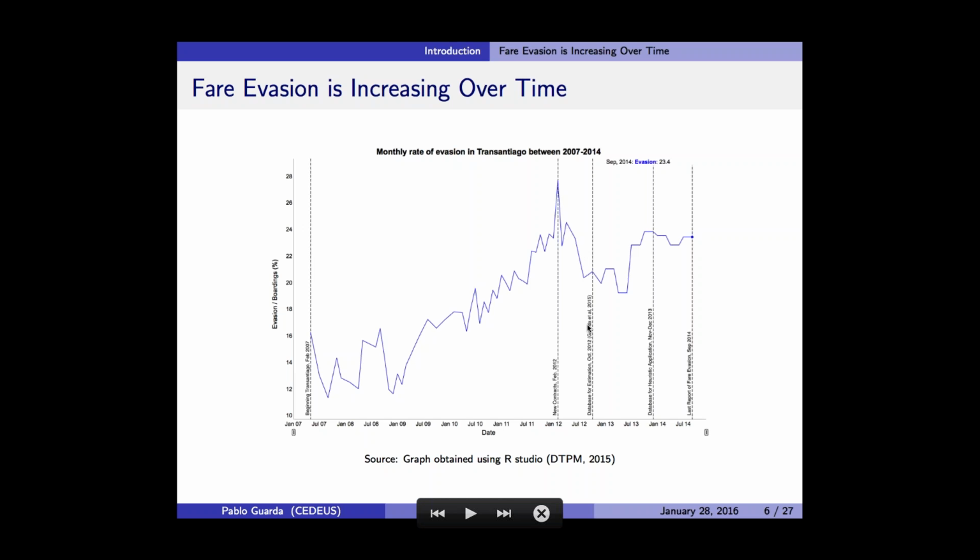Here we have October 2012, which was the sample we used in the first paper on evasion to calculate models and obtain some conclusions. November 2013, we have the sample of observations we used for the second study of evasion. And the last measurement of evasion in this graph was in September and reached 23%, which is pretty high, and the latest statistics show evasion is still higher currently.